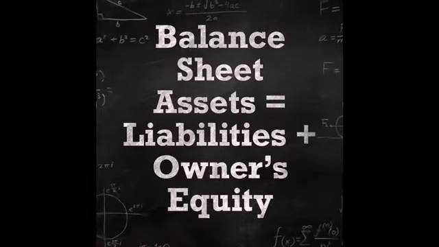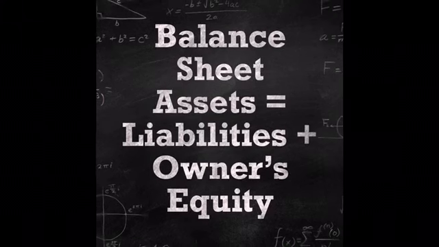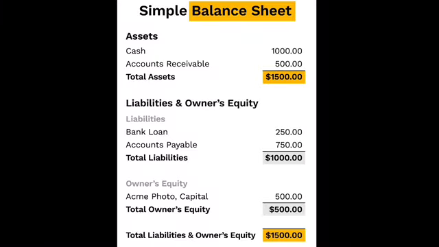The balance sheet. The balance sheet is one simple equation. Basically, to sum it up, your assets are equal to your liabilities plus your owner's equity. And we're going to talk about what assets, liabilities, and owner's equity are.